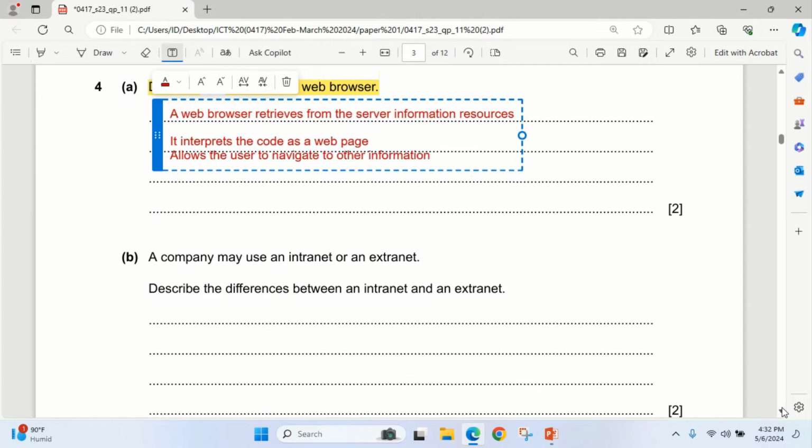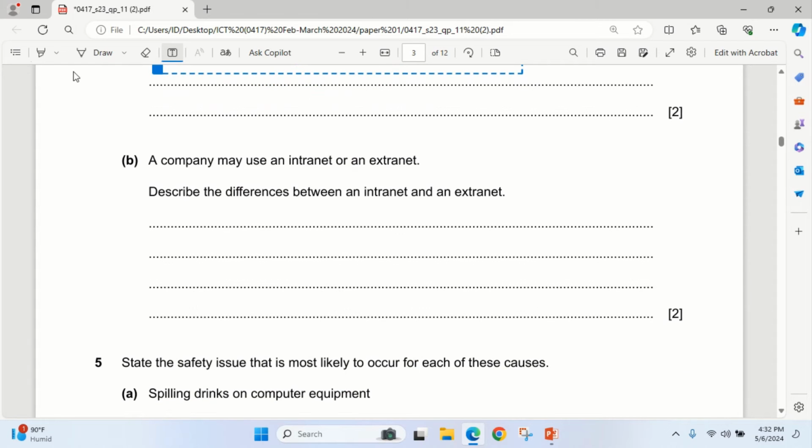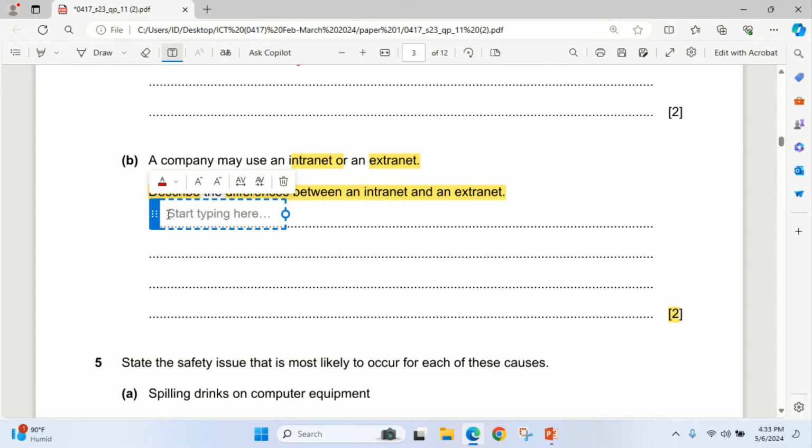Then the next question is simple. A company may use an intranet or an extranet. The keywords there are intranet, take note of that, and extranet. So the command word here says describe. What are you describing? The differences between an intranet and extranet, and this is just for 2 marks. So to get the full mark is very simple. Just state the differences, describe the differences.